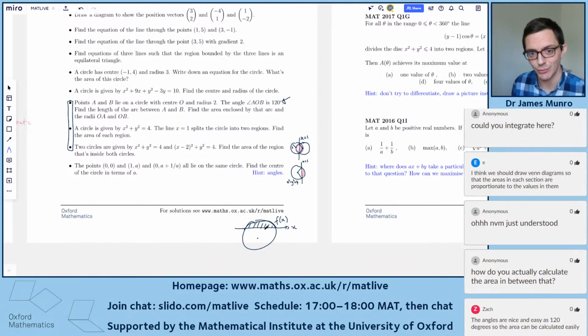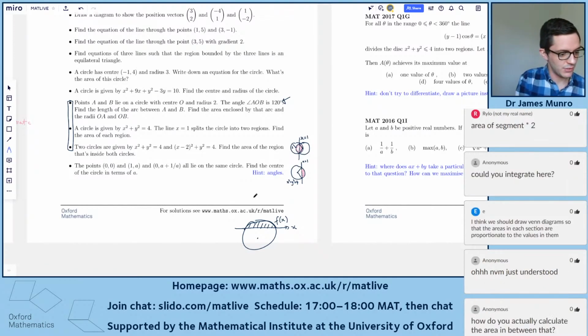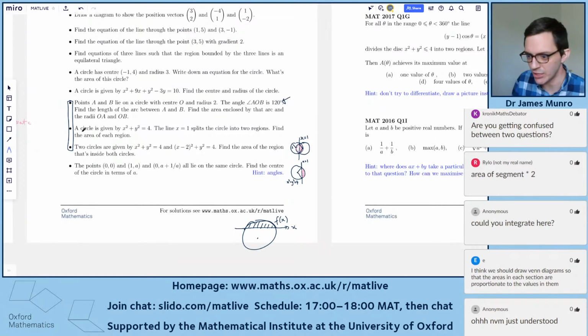It's not straightforward. You have to do some complicated integration tricks. Okay, good. Am I getting confused between 2 questions? No, all 3 questions are secretly like the same question. They're all related. This thing turns out to be exactly the same setup as the one before with a line x equals 1, and that turns out to be exactly the angle 120 degrees at the centre. So they're all different steps of the question.